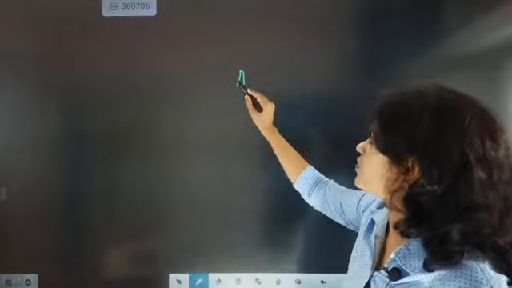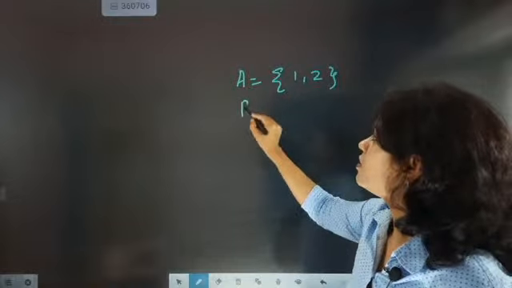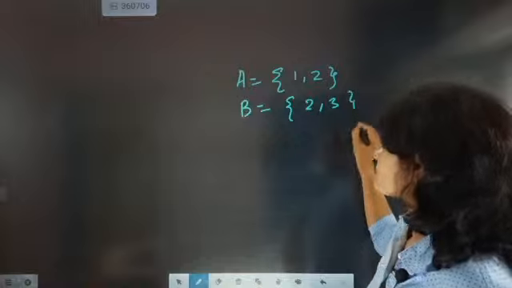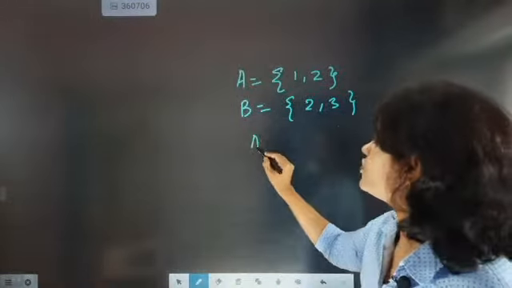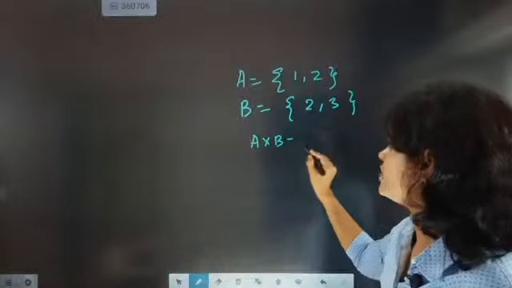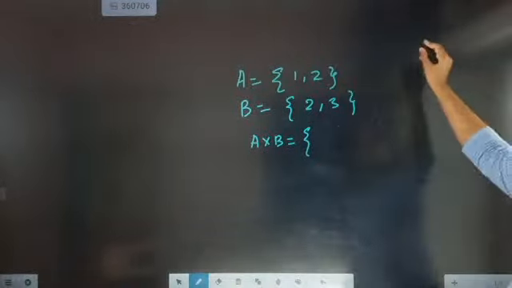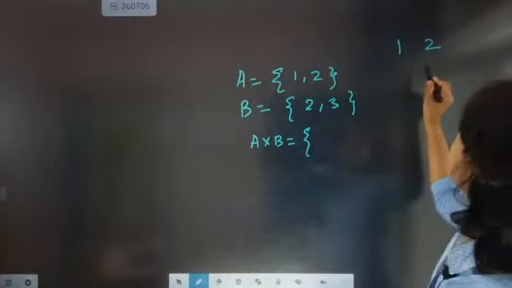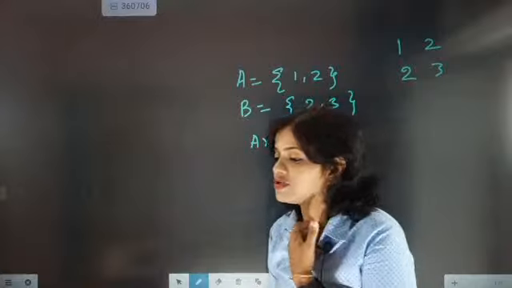First, check this out. A has exactly two elements, 1 and 2. B has exactly two elements, 2 and 3. Now see this very nicely. First you write A cross B. When you write A cross B, the A elements are written first, so A is 1, 2. Then the B elements are written after that. Then how are we going to do the Cartesian product?